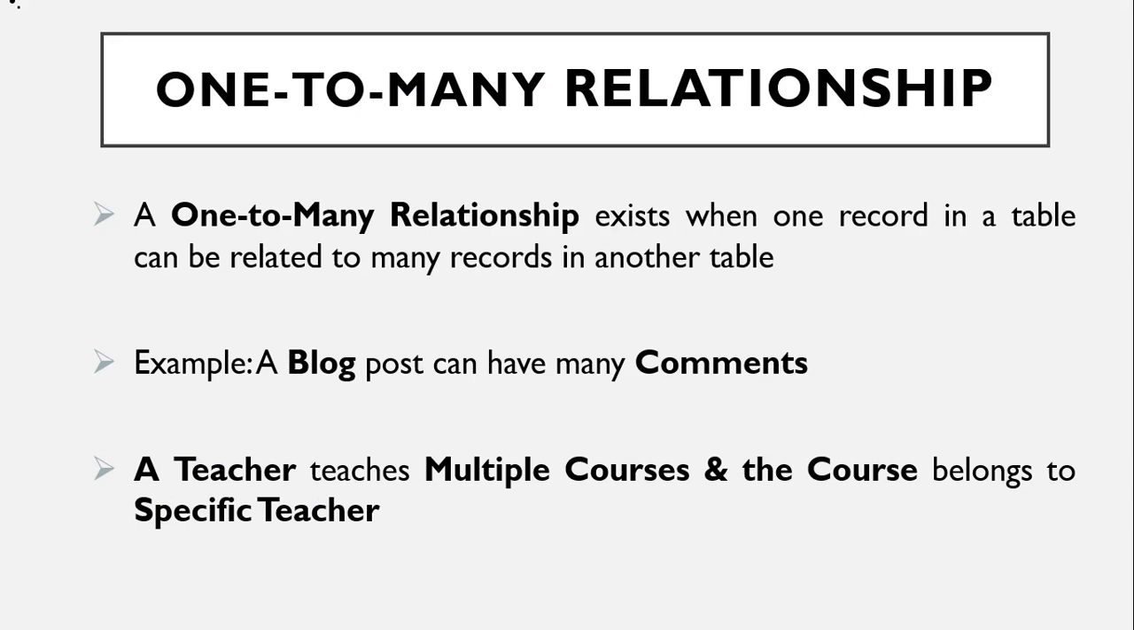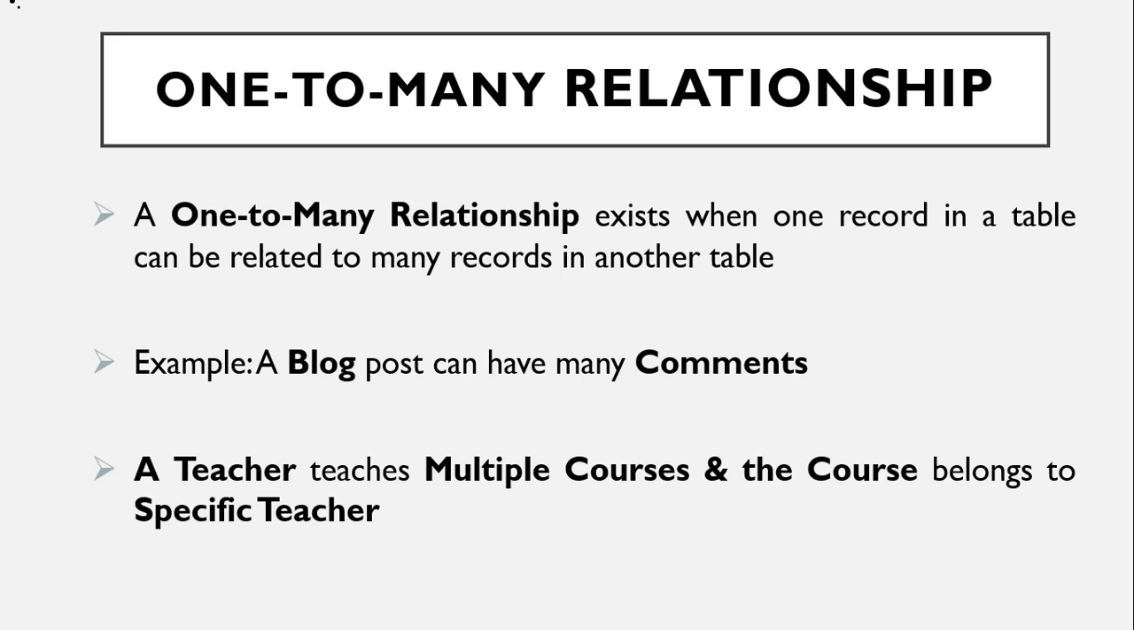A one-to-many relationship exists when one record in a table can be related to many records in another table. Suppose you have two tables, one is teacher and the other is course. One record of a teacher might be associated with more than one record in course. I have already drawn a whiteboard with the two tables, teacher and courses, which I will explain later on.